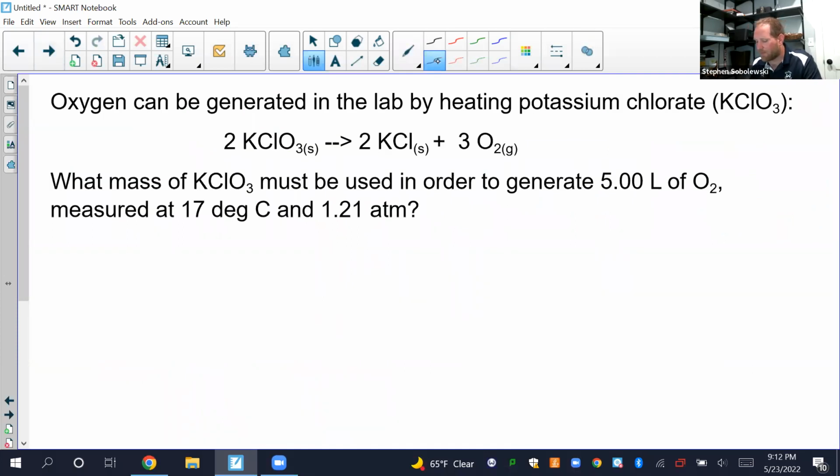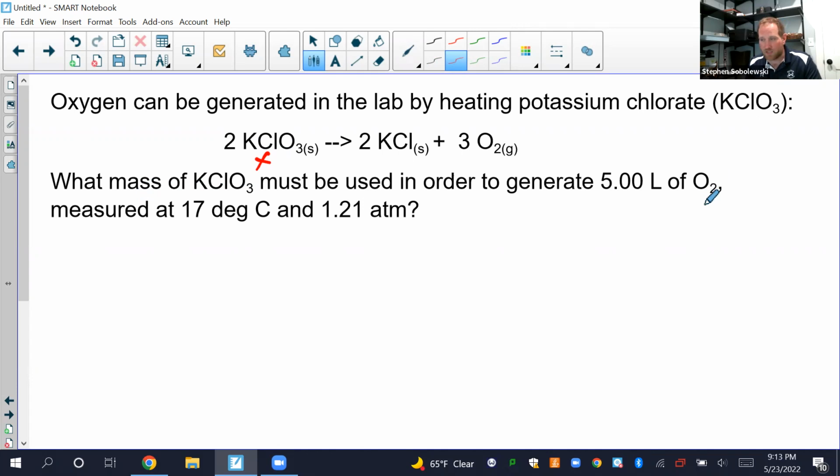Oxygen can be generated in the lab by heating potassium chlorate, KClO3. So here we have the balanced equation already done out. What mass of KClO3 must be used in order to generate 5.00 liters of oxygen, measured at 17 degrees Celsius and 1.21 atm? Well, we're looking for mass of KClO3. We're given the balanced equation. Clearly, we're going to have to use some stoichiometry here.